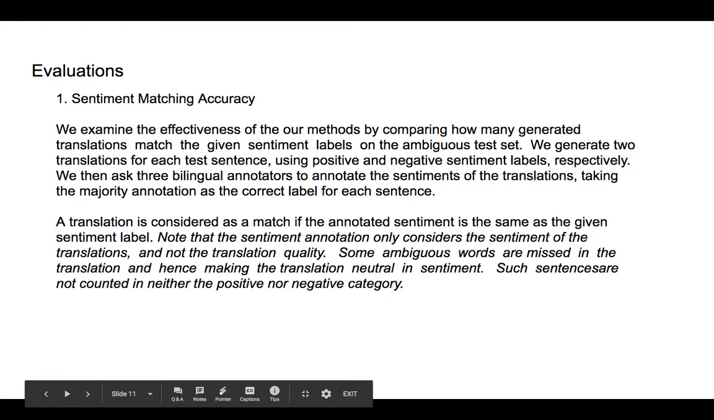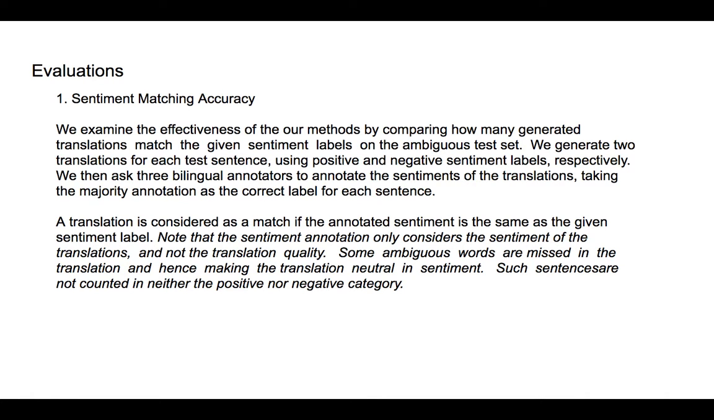For evaluation, we have several different metrics. The first one is sentiment matching accuracy. The idea is that we generate two translations for each ambiguous test sentence using the positive and negative sentiment labels respectively. Ideally, the generated sentences should be positive or negative corresponding to the given sentiment label. Then we ask bilingual annotators to annotate the sentiments of the translations, and we take the majority annotation as the correct label for each sentence.